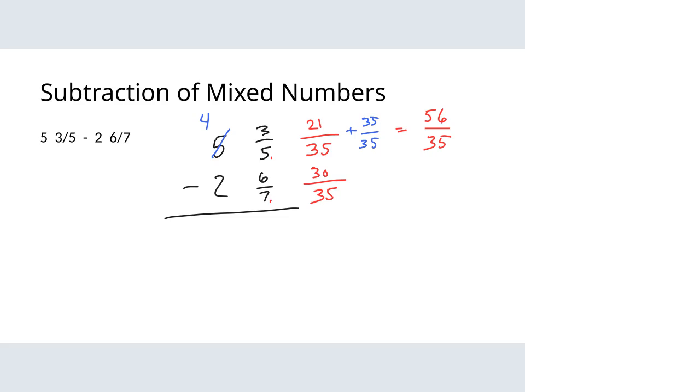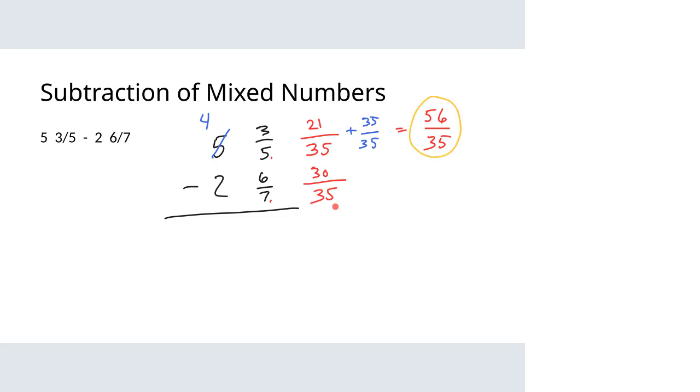Yeah, that's exactly right, Leslie. Just to pause for a second. What I started with was 5 and 21/35. Now what I'm saying is I have 4 and 56/35. Those have the exact same value as each other. This is very much like when we were doing addition and subtraction in other bases. Here, we're borrowing 35/35 because that's what we need to work with.